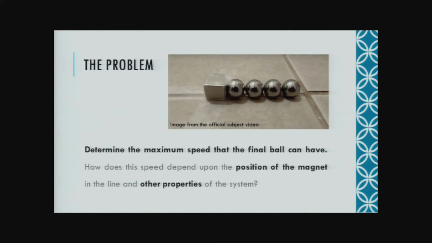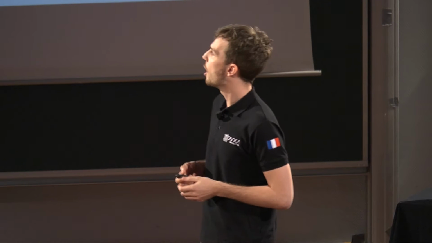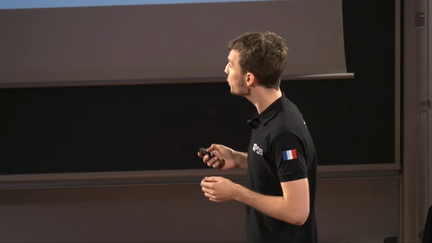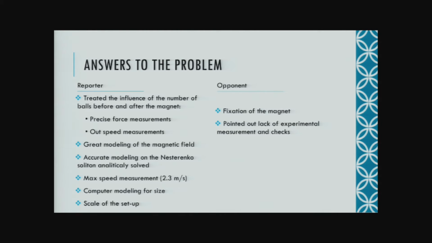So now, let's see what the different answers the two teams gave us. First, the answer of the reporter. The first point is that they treated the influence of the number of balls before and after the magnet in order to answer the first question, with precise measurement and also speed measurement. They also have a great modeling of the magnetic field in this complex system and also accurate modeling of the soliton and the propagation in the chain of balls.